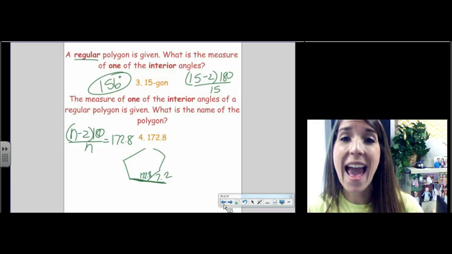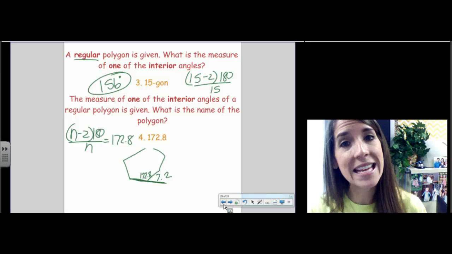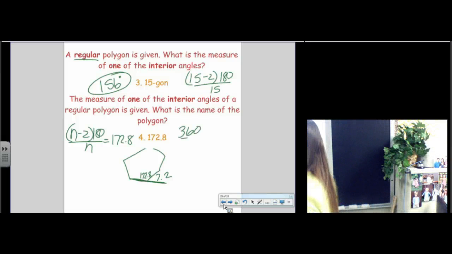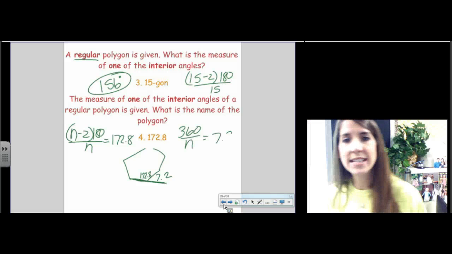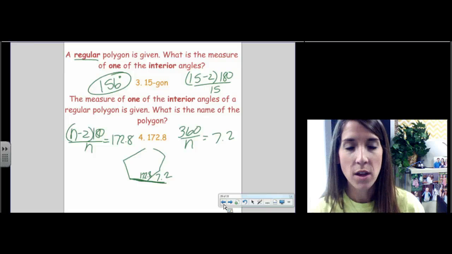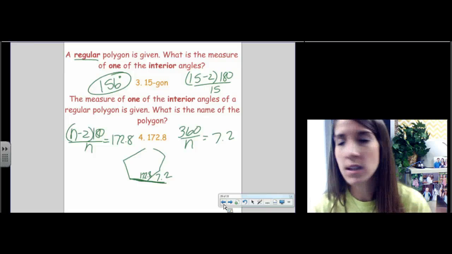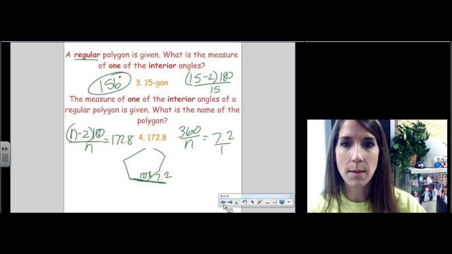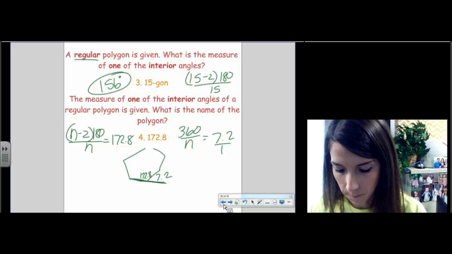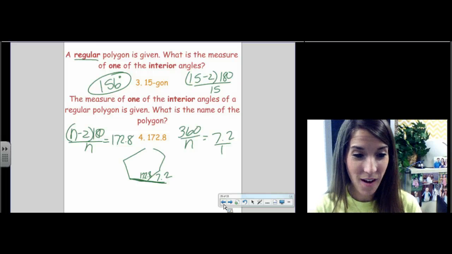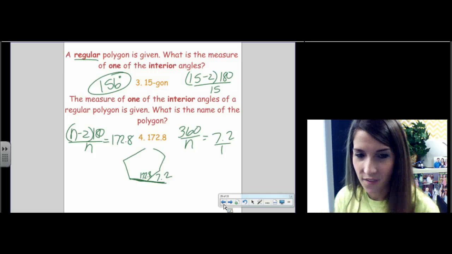I'm going to work with my exterior formula instead of my interior formula. Here's my exterior formula. Oh my gosh, that's so much easier. So I switched from interior to exterior, and now my life is easier. You can solve this. Everyone can solve this. You can put this over 1, and you can cross multiply. 360 times 1 divided by 7.2. How many sides does it have? Whoa. 50 sides. It's a 50-gon.